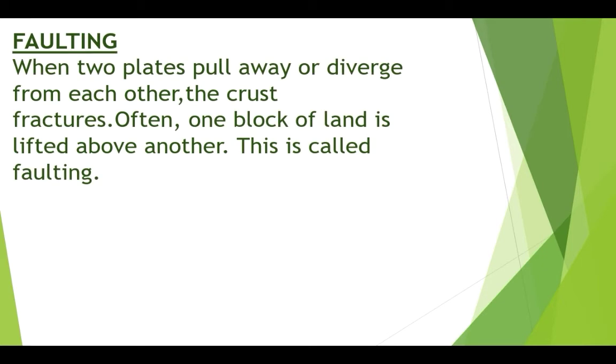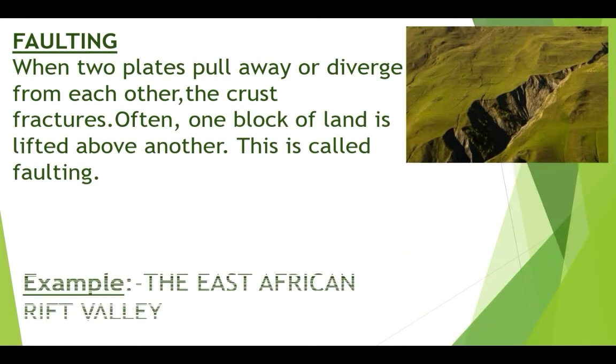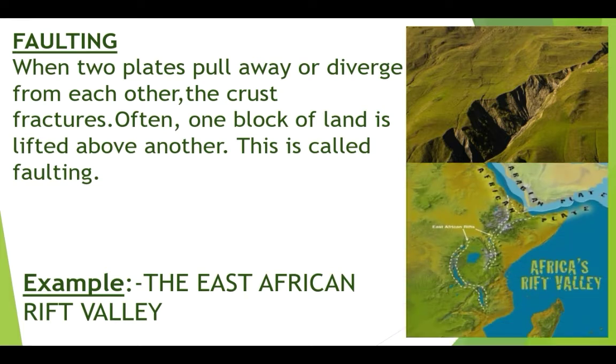Next is faulting. When two plates pull away or diverge from each other, the crust of the earth fractures. Often, one block of land is lifted above another. This is called faulting. The best example of faulting is the East African Rift Valley. This valley is formed due to faulting.